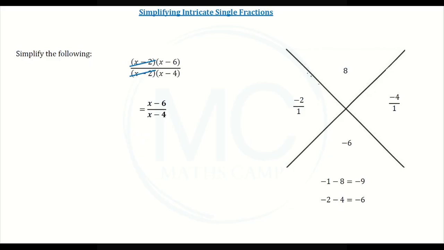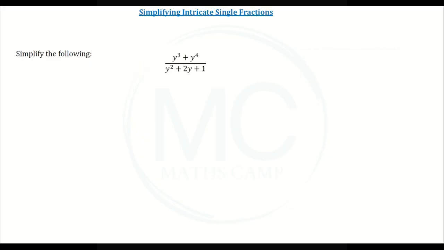Let's do another example. Simplify the following: y cubed plus y to the power of 4 over y squared plus 2y plus 1. Now in this case, the values in the denominator give us a quadratic equation, so I want to start by factorizing this first. So I'm going to put in my line for the fraction. We have y squared plus 2y plus 1. 1 is our constant. Its only factors are itself. So we're going to have y plus 1 and y plus 1 again.